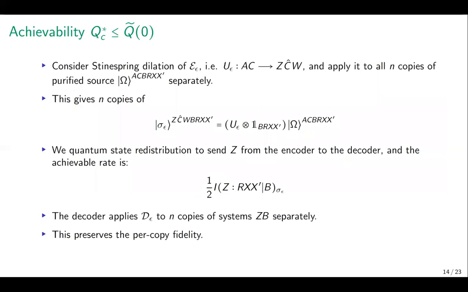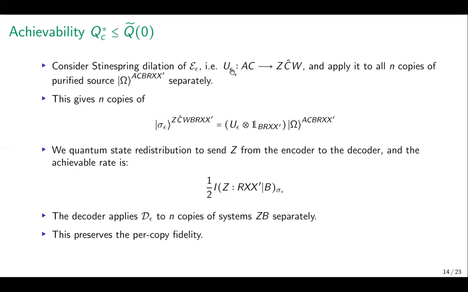Okay, so for achievability, I'm going to give some insights into how we can achieve these rates that I have already introduced. So let's recall our source. We had the source omega, and the big omega was the purification of our source, and there was this one-shot encoder, E epsilon, in the definition of the Q epsilon function. Okay, and let's just consider its isometric dilation, which basically takes systems A and C to the compressed information system Z, C hat, and also W, which is the environment system.